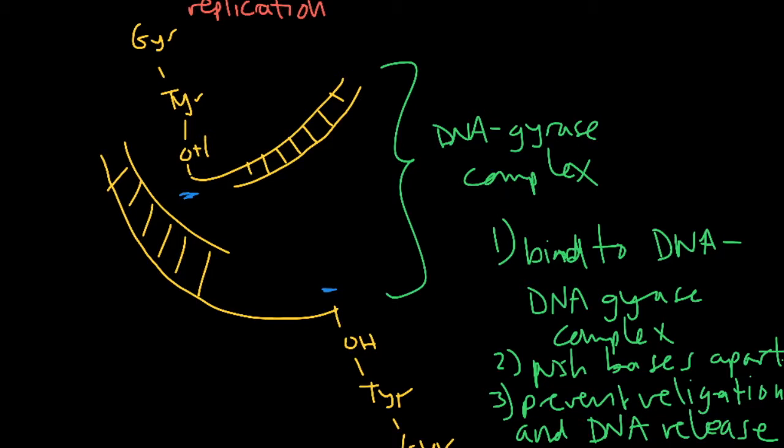And another important thing is that they interact with both the DNA and the protein DNA gyrase directly. They don't interact with only DNA or only the DNA gyrase. They interact with the whole complex, the DNA-DNA gyrase complex. And another notable thing, there's two tyrosines per two molecules of drugs. So there's two molecules of DNA, two molecules of tyrosine, two molecules of gyrase, and two molecules of drug.